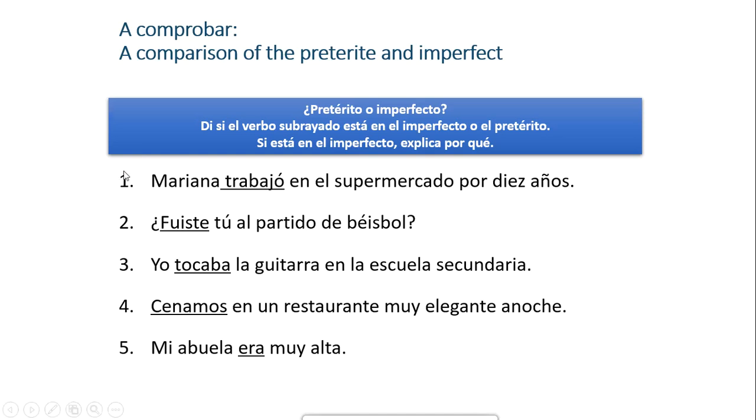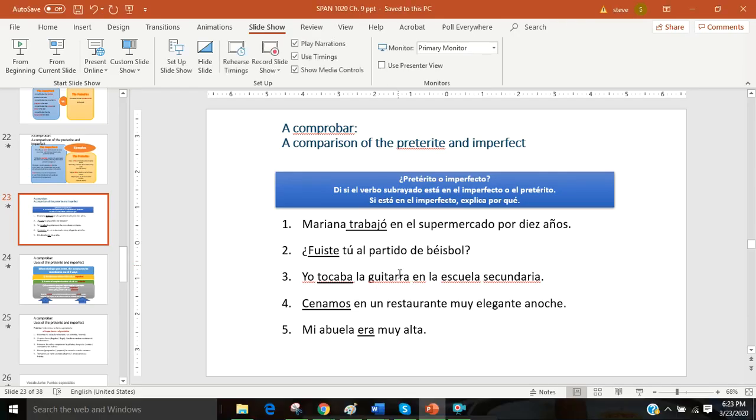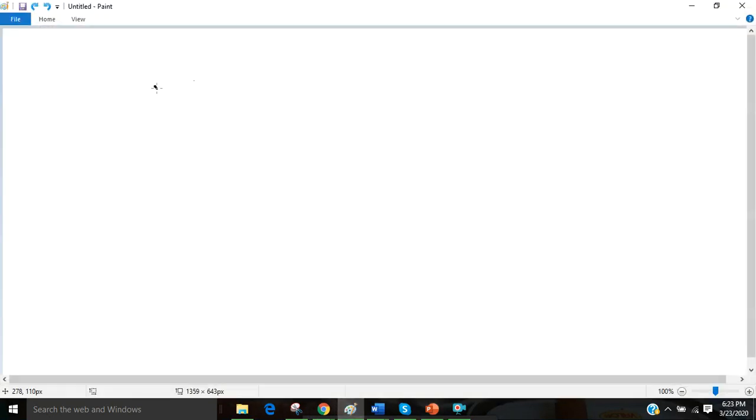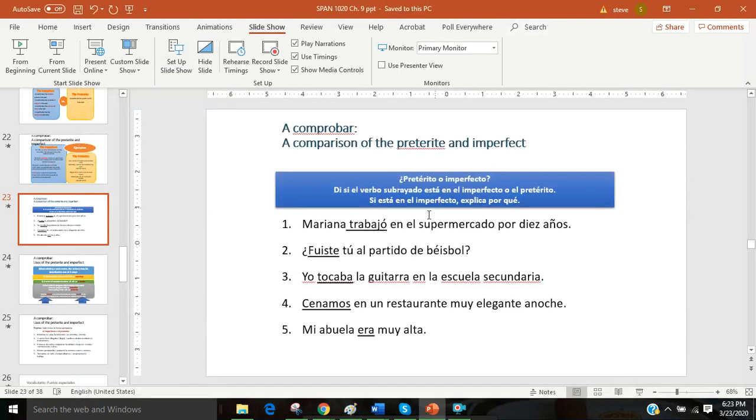1. Mariana trabajó en el supermercado por 10 años. El verbo está en el pretérito. Now, I look at this action as having a beginning, it's having an end, 10 años. Okay, it's a completed past action, a specific slice of time. We're going to use the preterite in that case.